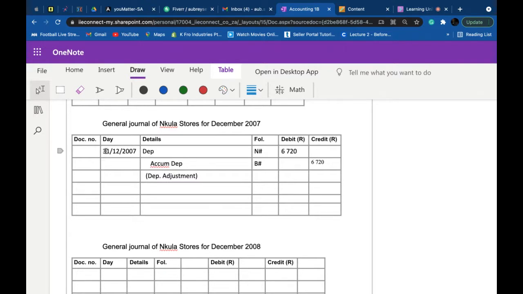Then remember we were also asked to do the closing transfer. So now there's a bit of a recap for learning unit 9 for your 1A.